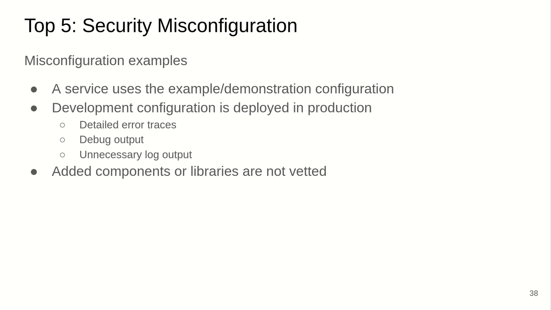Some misconfiguration examples. A service uses the example demonstration configuration that allows way too much functionality that is not limited. The development configuration is deployed in production without actually reducing access to it, with detailed error traces, debug output, and any kind of auto log output that should not be seen. Or any libraries that you're using are not vetted and not protected.